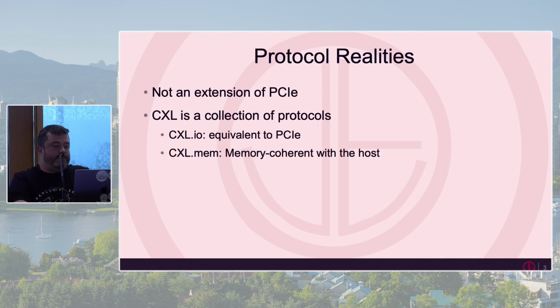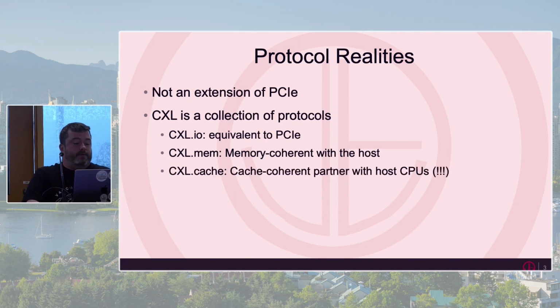CXL.mem, again, we already talked about all of this, but memory coherency with the host. So my RAM that's sitting on my device, think about a GPU with 16 gigabytes of GDDR or HBM, it becomes part of your host memory map, right? Versus today where you have to go through hoops and memory map things different ways through some kind of private doorbell to access that memory on your GPU. This now is part of your memory map, for better or worse.